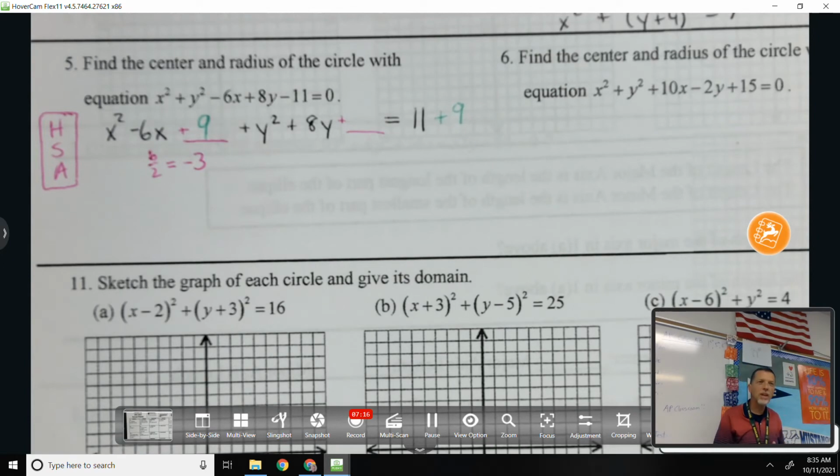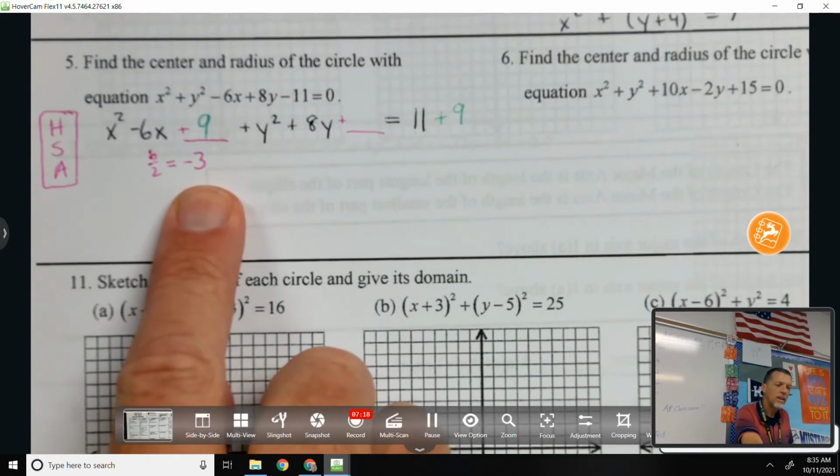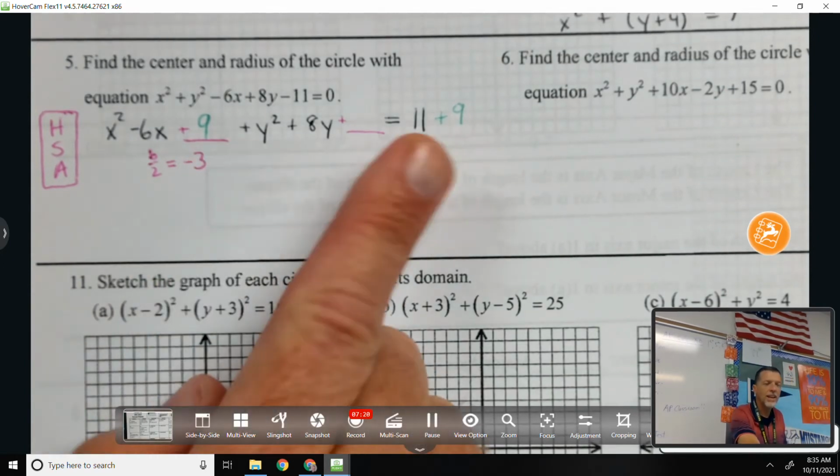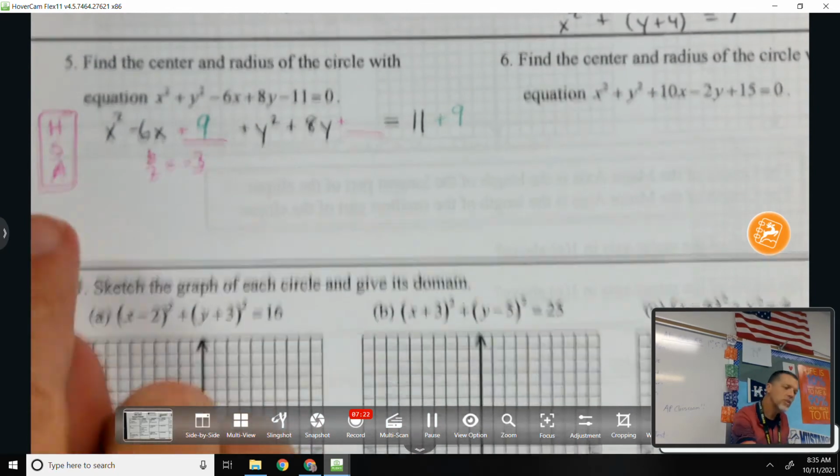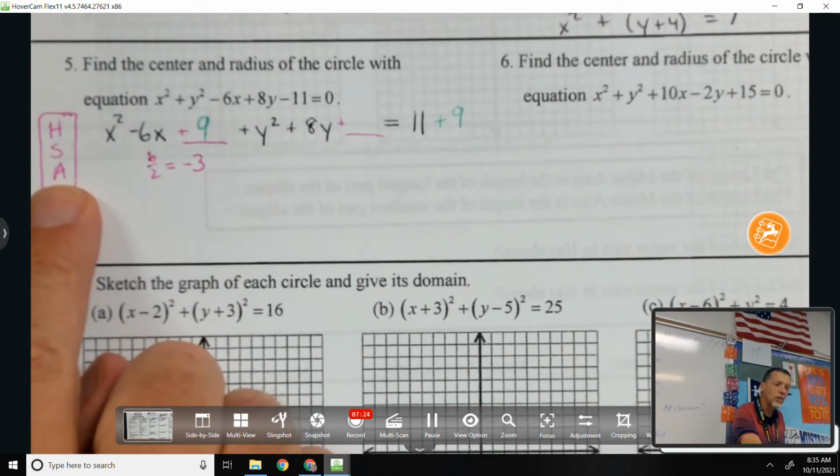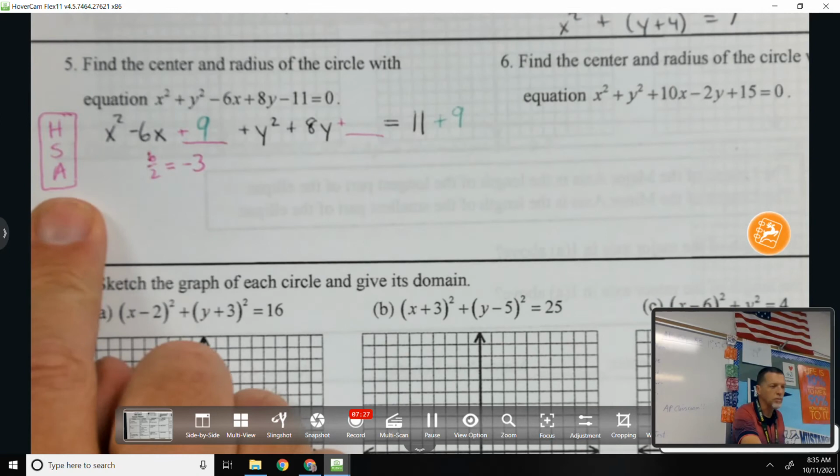Half of b. Square it, you get 9, and add it to both sides. And because you're squaring, you always get a positive, so you're always adding to both sides. You're never subtracting from both sides.